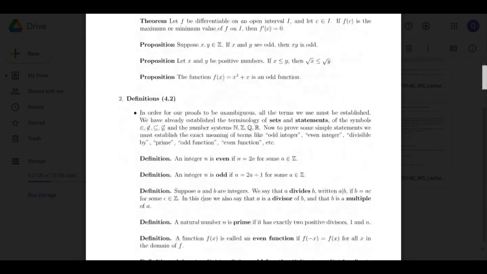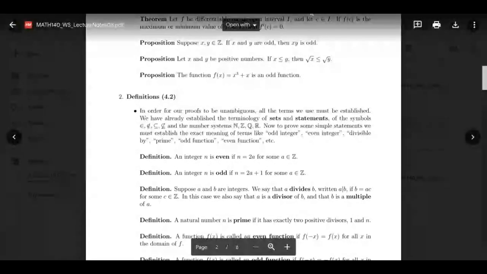Okay, let's go to the definitions. All right, thank you, Patrick.